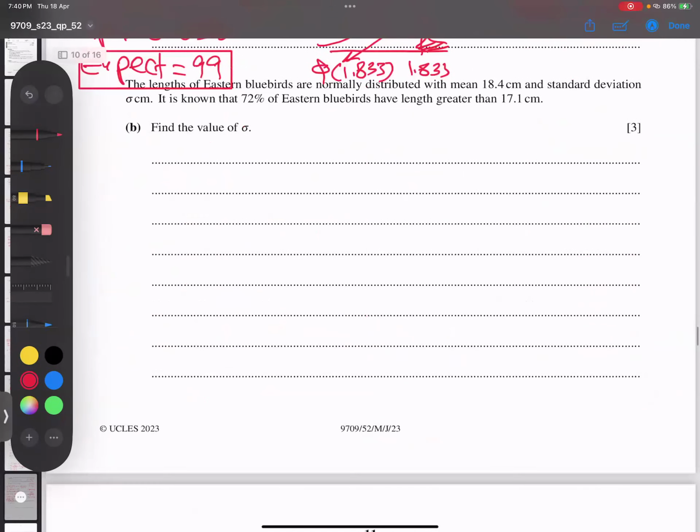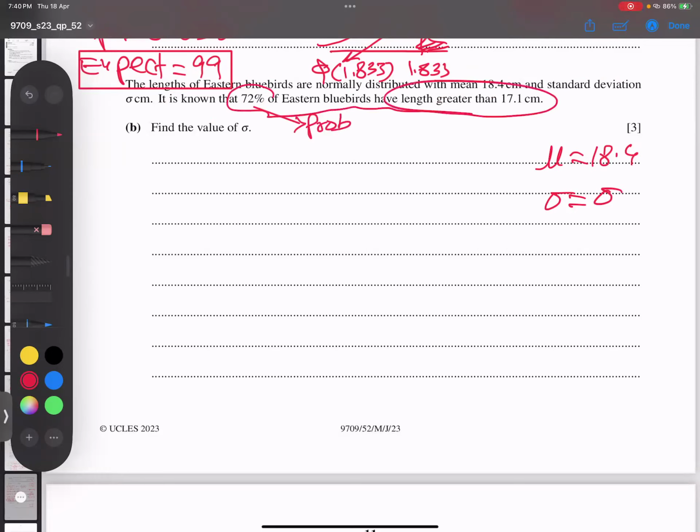Let's talk about one more part of the same question. He is saying here that the length of eastern bluebirds is normally distributed, and the mean is 18.4. And the standard deviation is given by him as sigma. And it is known that 72% of eastern bluebirds are greater than that. Repeat: percentage is always called probability. So there is a 72% probability that the length is greater than 17.1. So length is more than 17.1 equal to 72%. I believe you got my point.